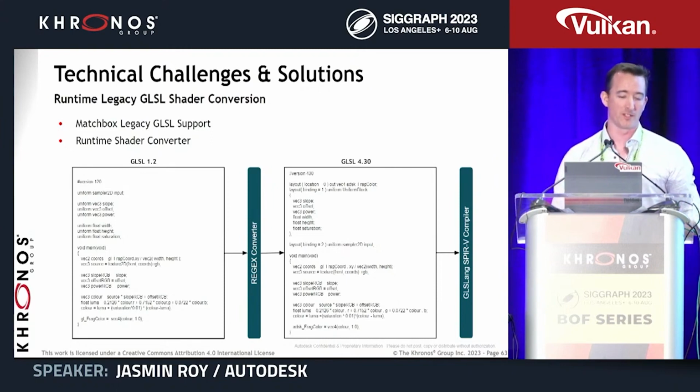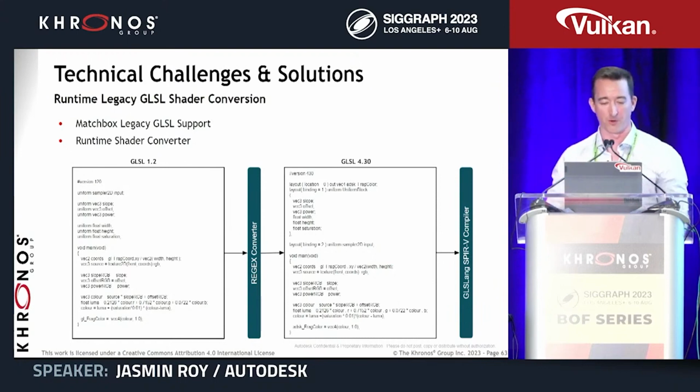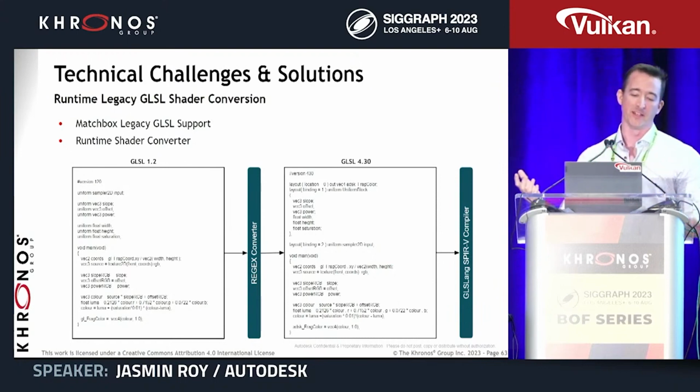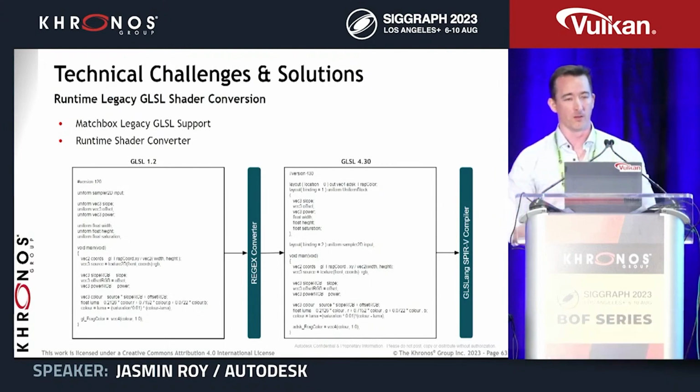So what we did is we created our own runtime shader converter, pretty simple. So basically it cleans up the shader, it packages all the uniforms together, fixes the keywords, and then we're able to compile this using glslang to SPIR-V.